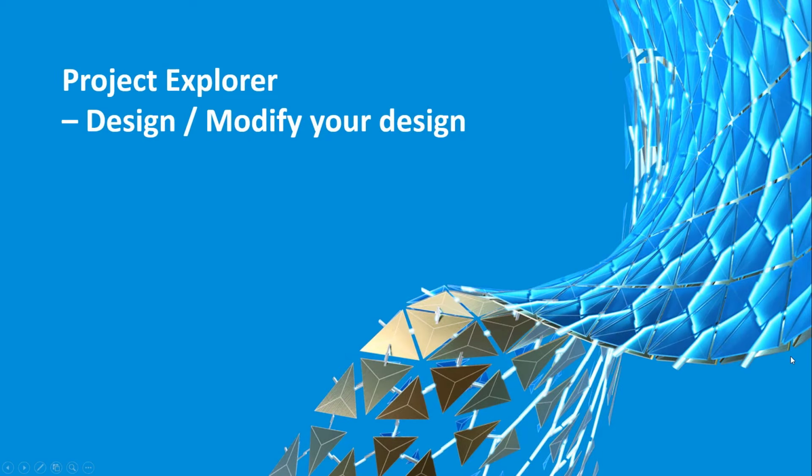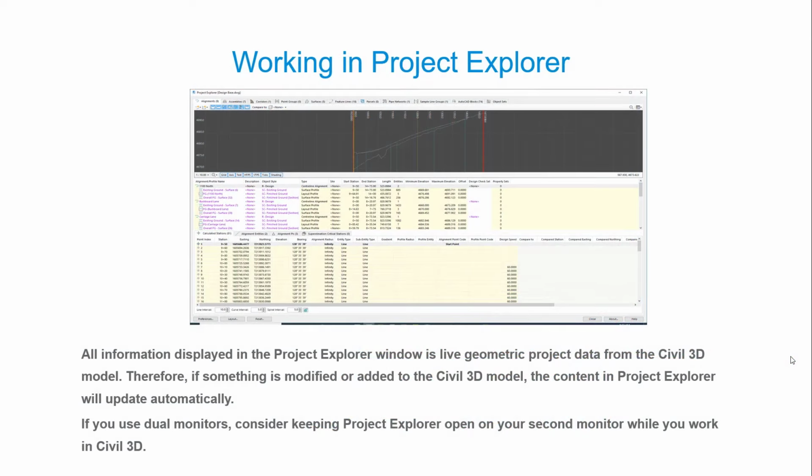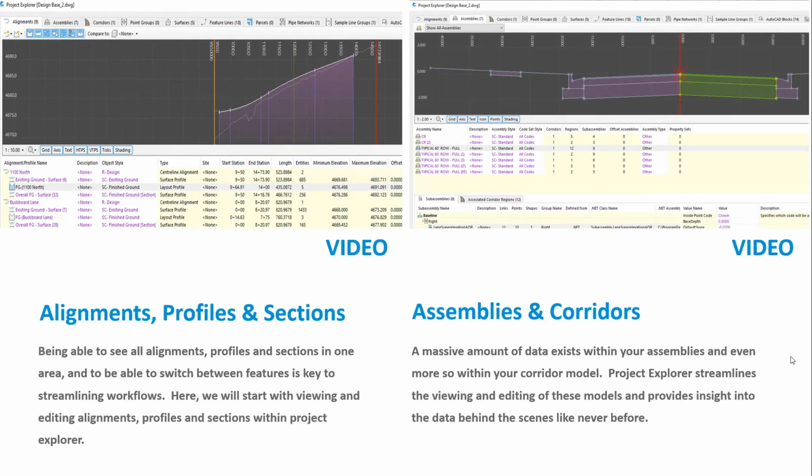So in this session, we're going to focus on the design and modification of our Civil 3D file. As we saw before in the interface and settings portion, all the information is displayed within the Project Explorer window. It's live geometric data. Therefore, if something's modified in the Civil 3D model or in the Project Explorer model, your updates are done automatically.